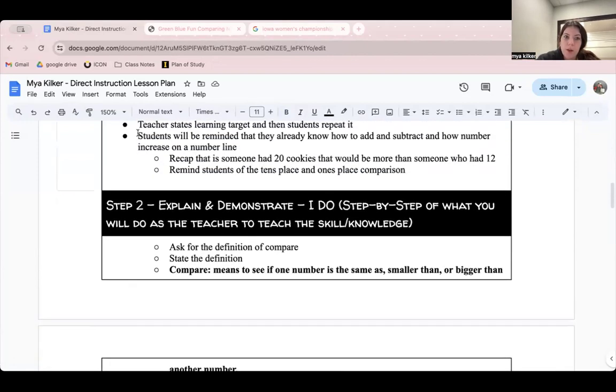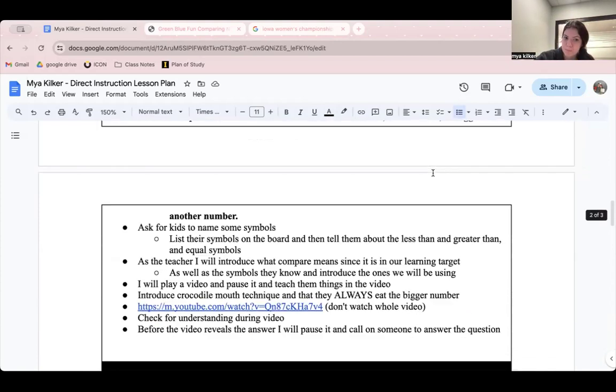So we know how to add and subtract and how numbers increase on a number line. When I give examples of some of these, I will say, think back to our number line or look at a number line, and you would know that the bigger number is increased on the line. I also have used the example a lot where if I have a plate of cookies, I will say how many cookies on this plate versus how many cookies on this plate, and which plate would have more cookies.